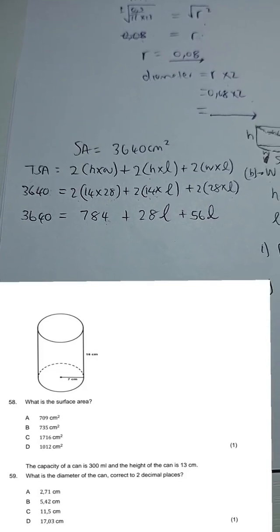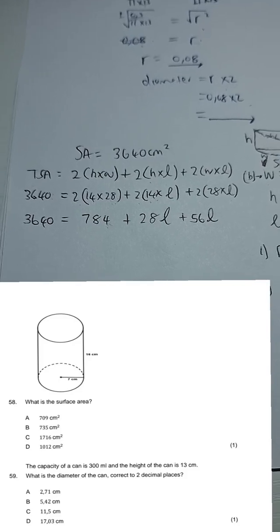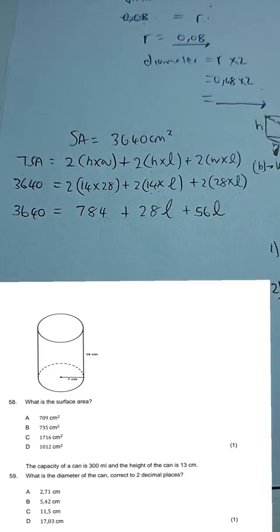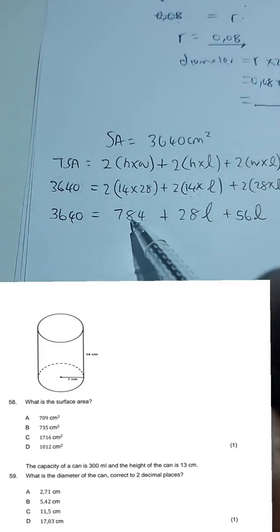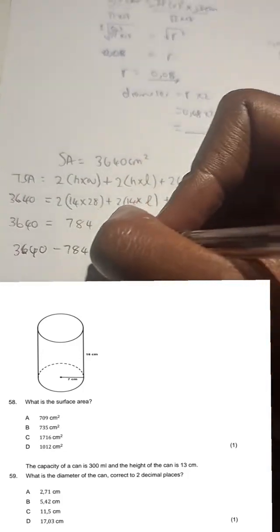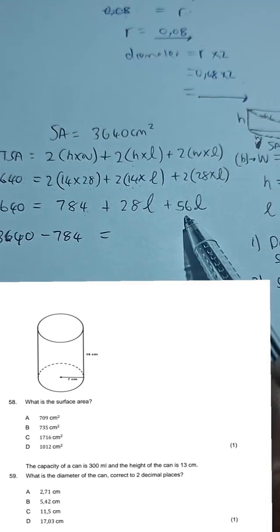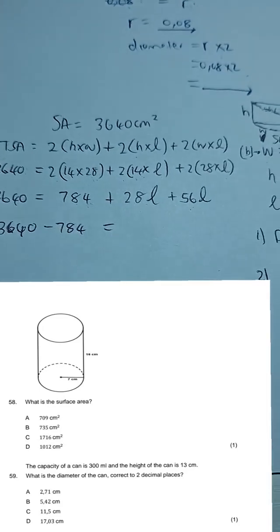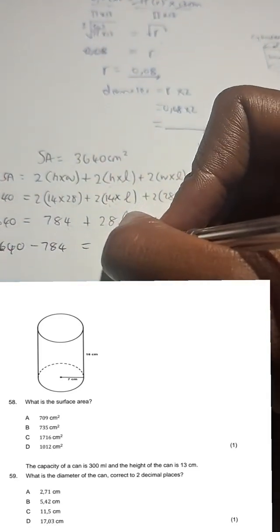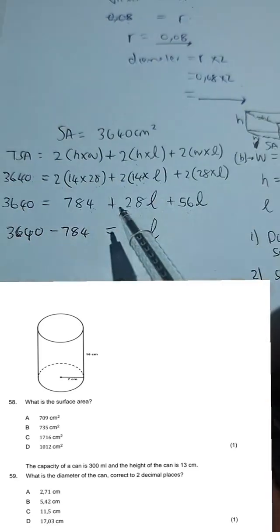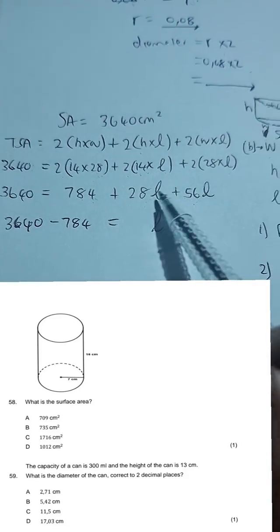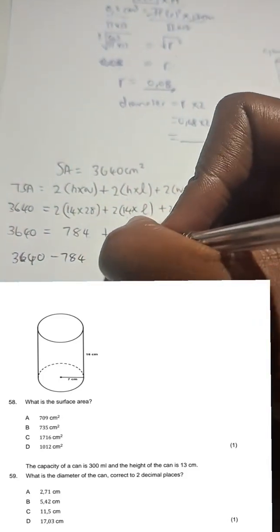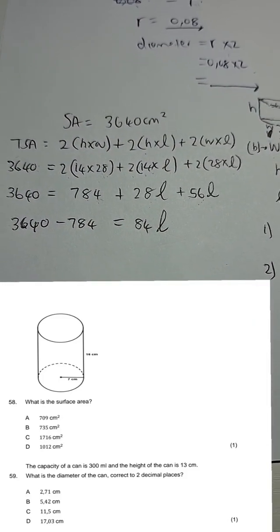Now it's like we have an equation that we need to solve, like we would do when we are solving for X, but this time around we are solving for who? For L. So what do we do? We take the 784, cross over. 3,640 minus 784 is equal to, these are like terms, 28 plus 56. What's 28 plus 56, guys? When we are adding like terms, we keep the variable L, and then we add the coefficients. What's 28 plus 56? Thank you, Indipile, as resourceful as you are, 84.